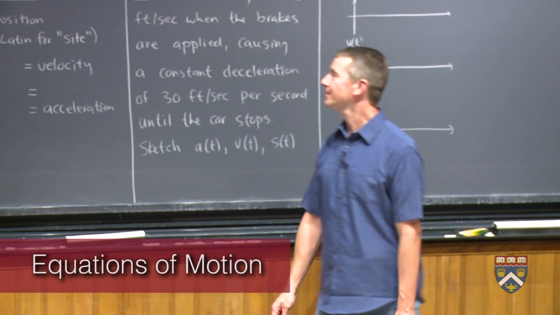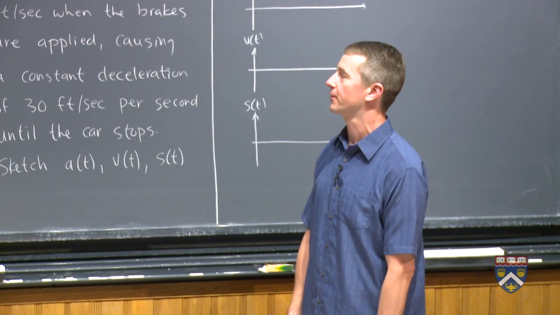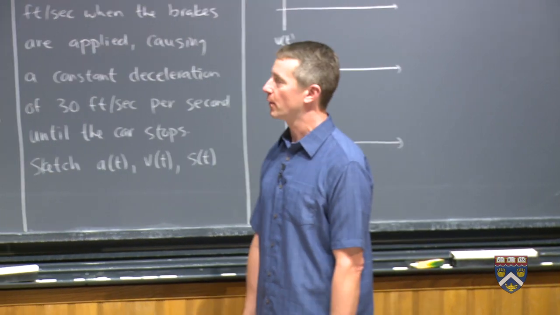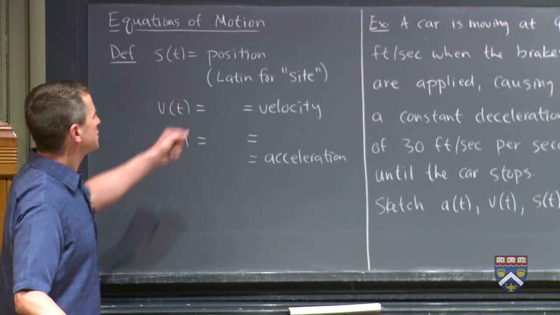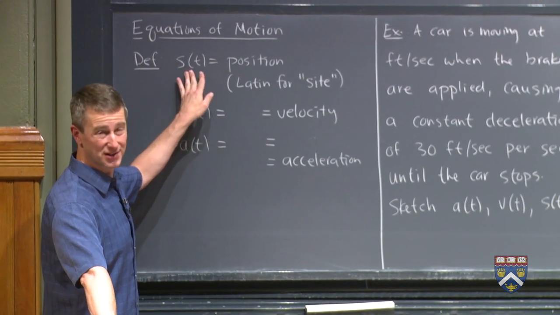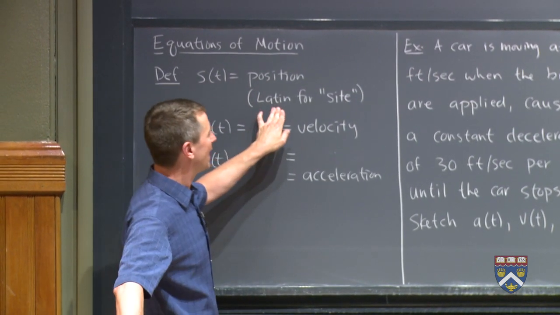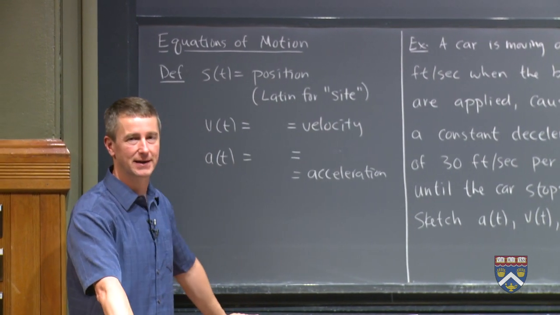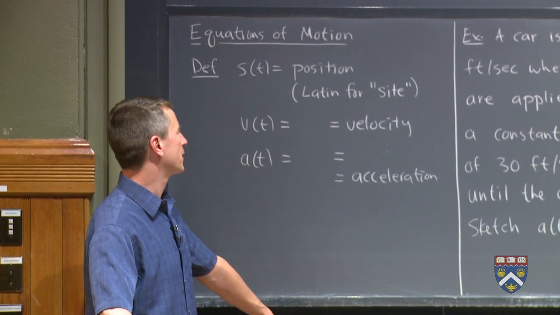So as we were just saying, the traditional way of looking at second order derivatives is with equations of motion. So we'll do a couple of problems like that. The standard name for the function for position, believe it or not, is the letter s. That comes from the Latin word for site, that you see also in our word situation, or where are you situated. So that's what we're going to use for position.